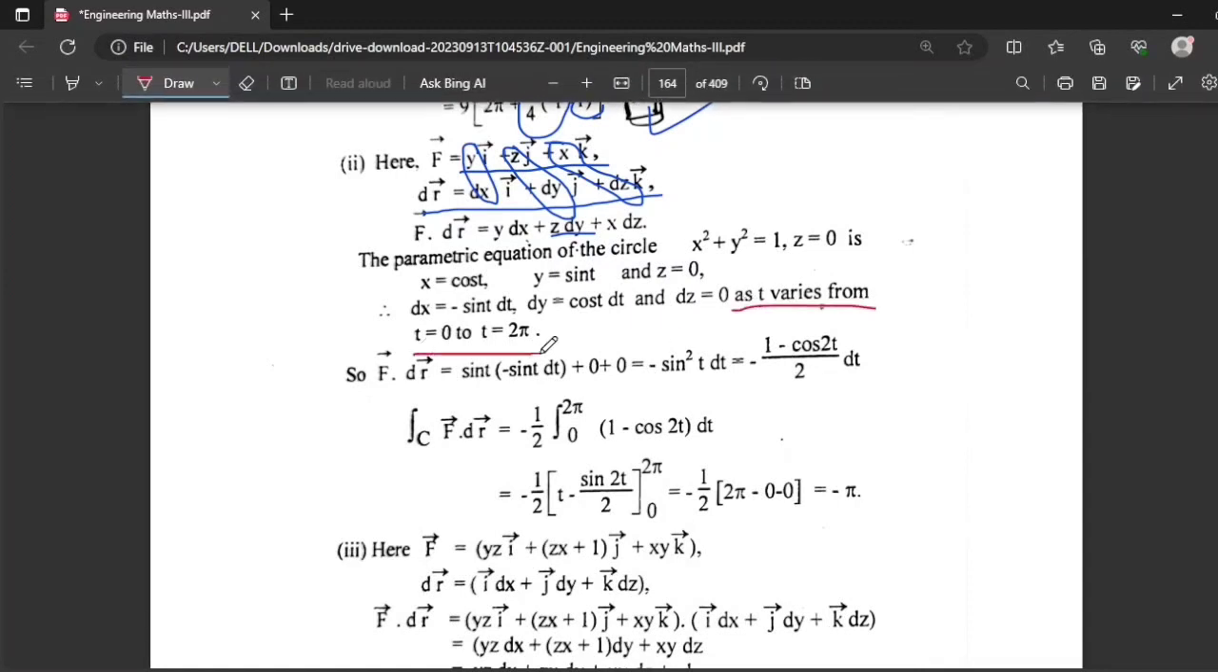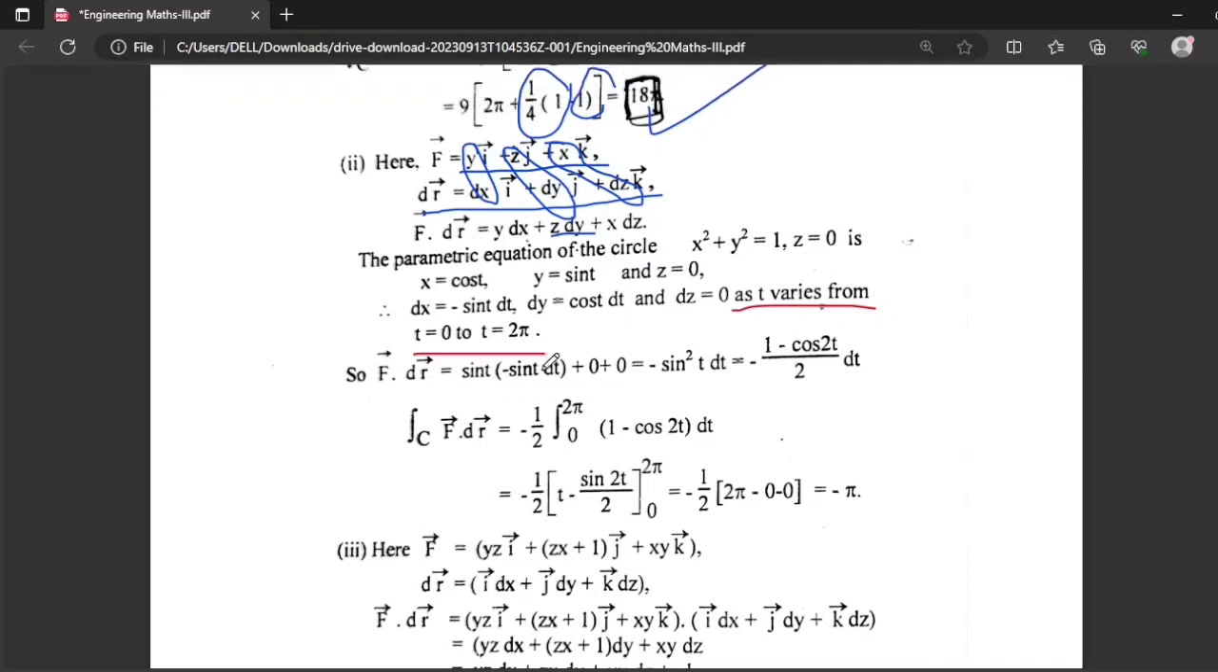T varies from t equals 0 to t equals 2 pi. Now F dot dr is y dx. Y is sin t and dx is minus sin t dt. In z dy, since z is 0, the whole term will be 0, and since dz is 0, that whole term will be 0. So it's minus sin t times sin square t, and sin square t is the same thing as 1 minus cos square t, and the minus is outside.